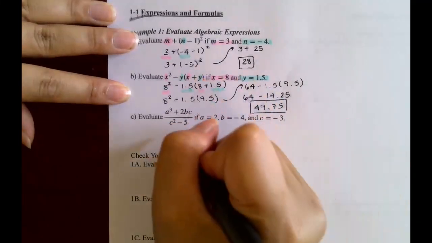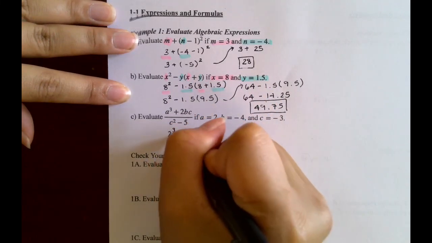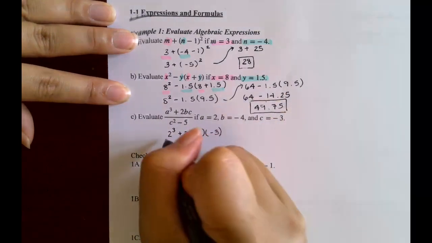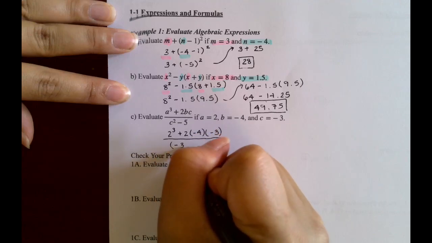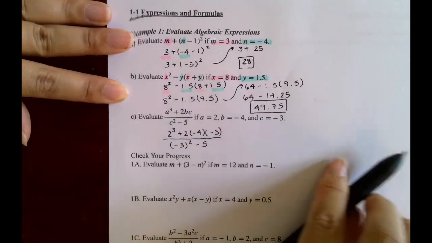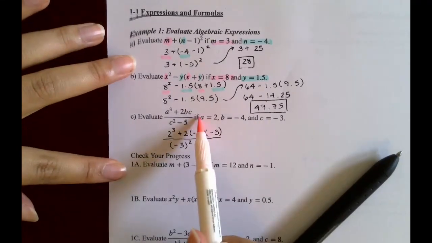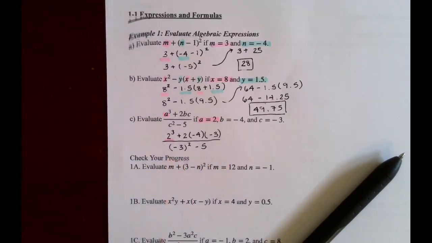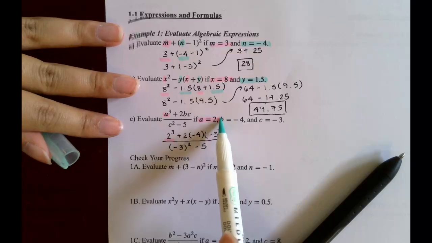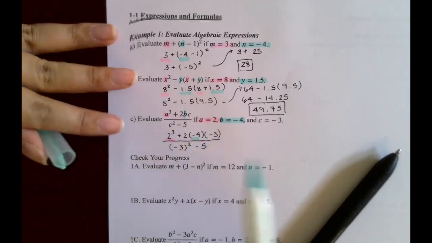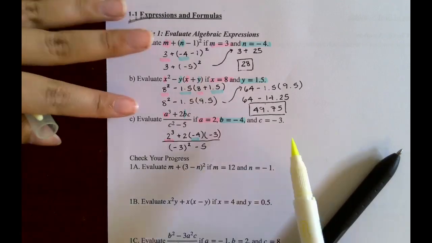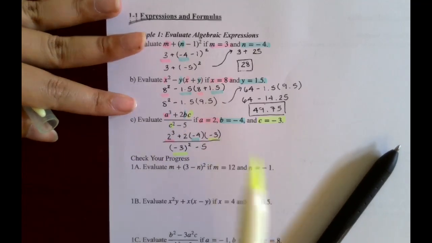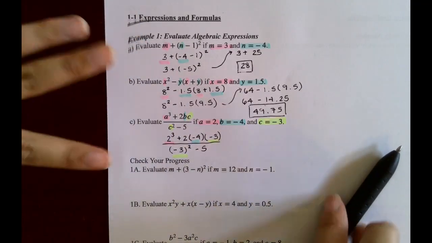So A cubed is 2 cubed plus 2, B is negative 4, C is negative 3. And then C squared is negative 3 squared minus 5. So again, wherever A is, I replaced it with a 2. Wherever B is, I replaced it with a negative 4. And wherever C is, I replaced it with a negative 3, here and here.